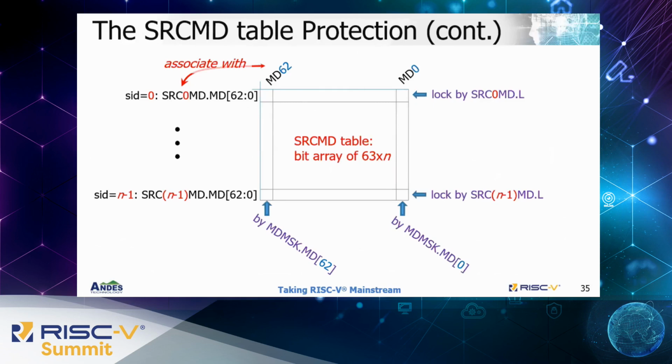The figure illustrates both dimensions of the SRCMD table and how to lock them. When you want to lock the table horizontally, you can use the per SID locks. They are the L bits in each SRCMD register. When you want to lock it vertically, you can use the per MD lock. Those locks are grouped in the MDMSK register.